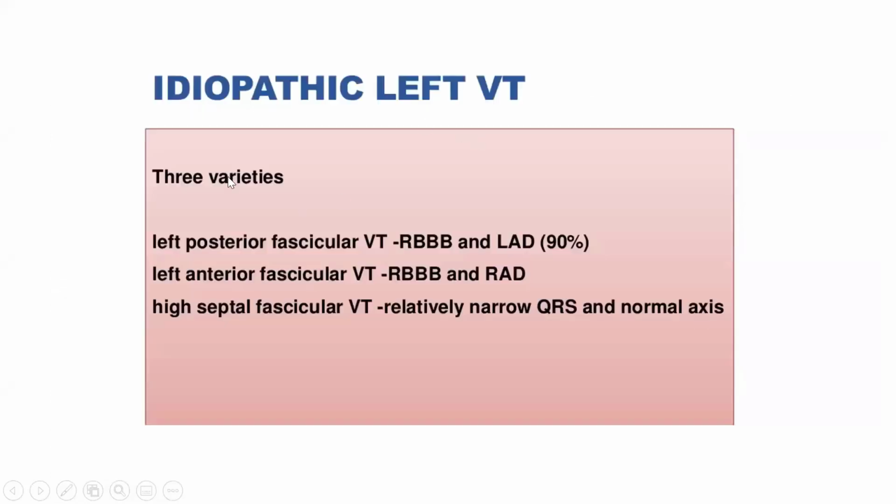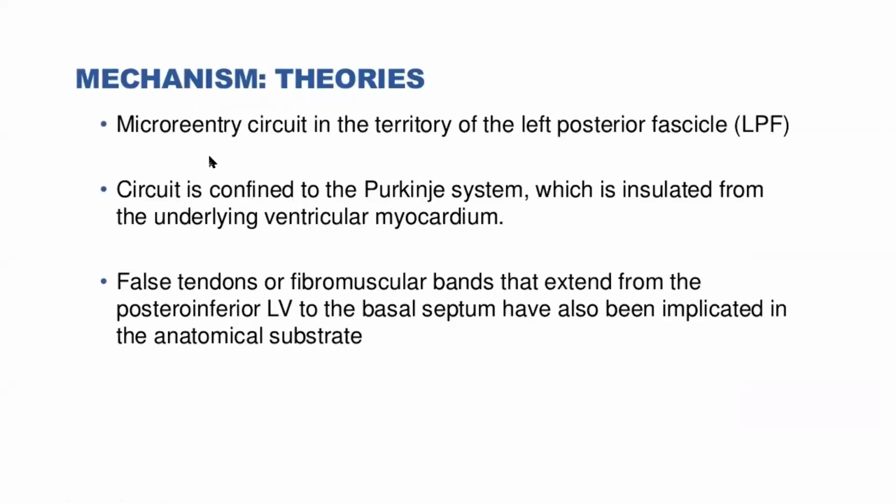Idiopathic left VT has three varieties. Left posterior fascicular VT, which has right bundle branch block and left axis deviation, is the most common, about 90%. Less common is anterior fascicular VT. It has a relatively narrow complex, as we said. And the mechanism is a micro-reentry circuit in the left posterior fascicle.